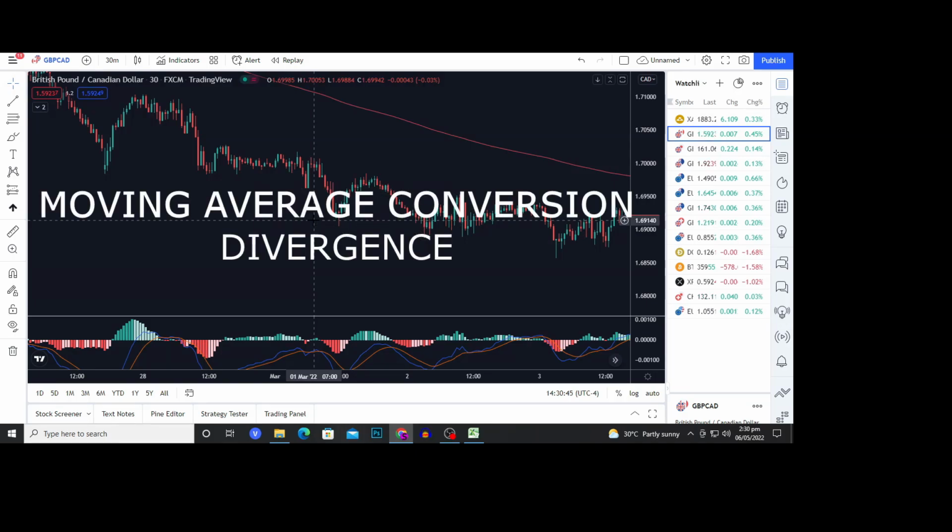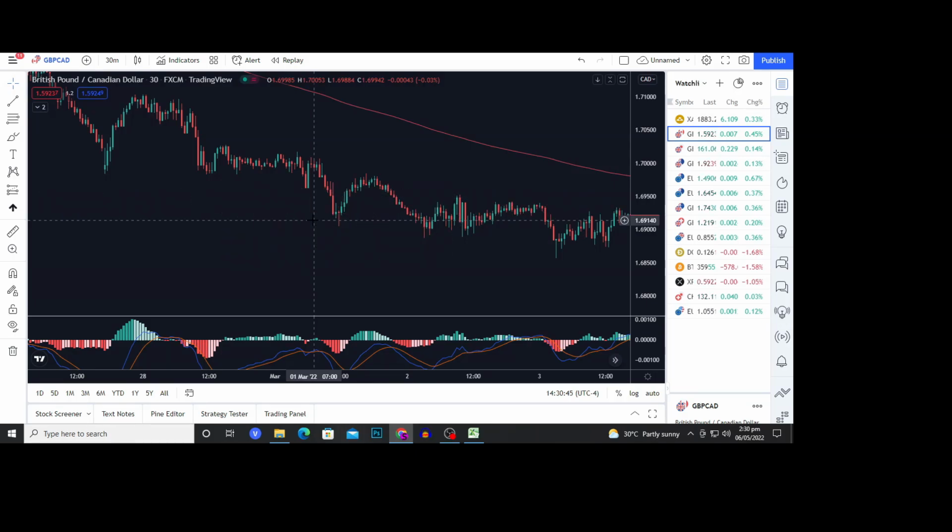MACD, or the Moving Average Convergence Divergence, is a technical indicator used to identify the formation of a new trend. It's made up of three main parts: the faster moving average, the slower moving average, and the histogram.